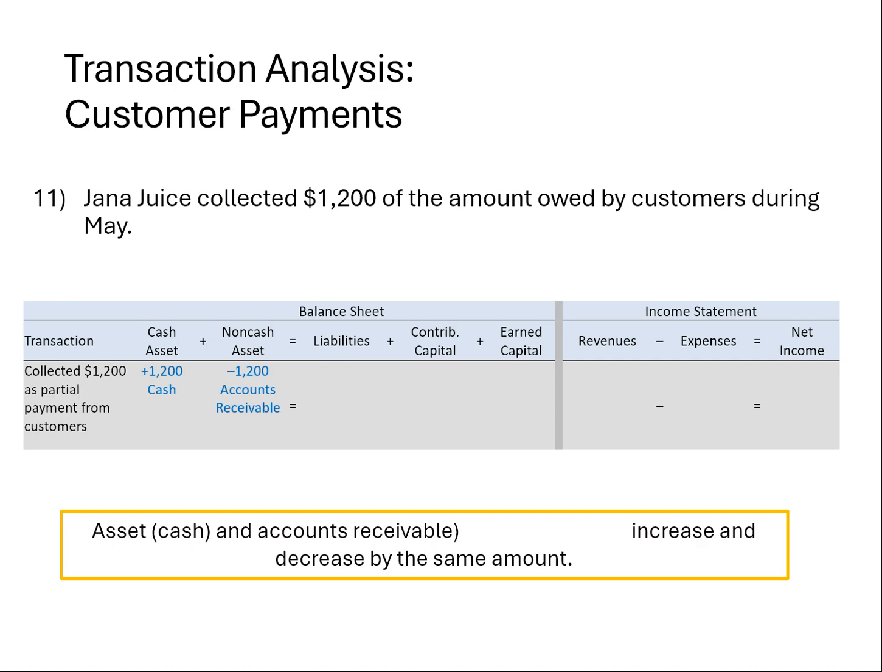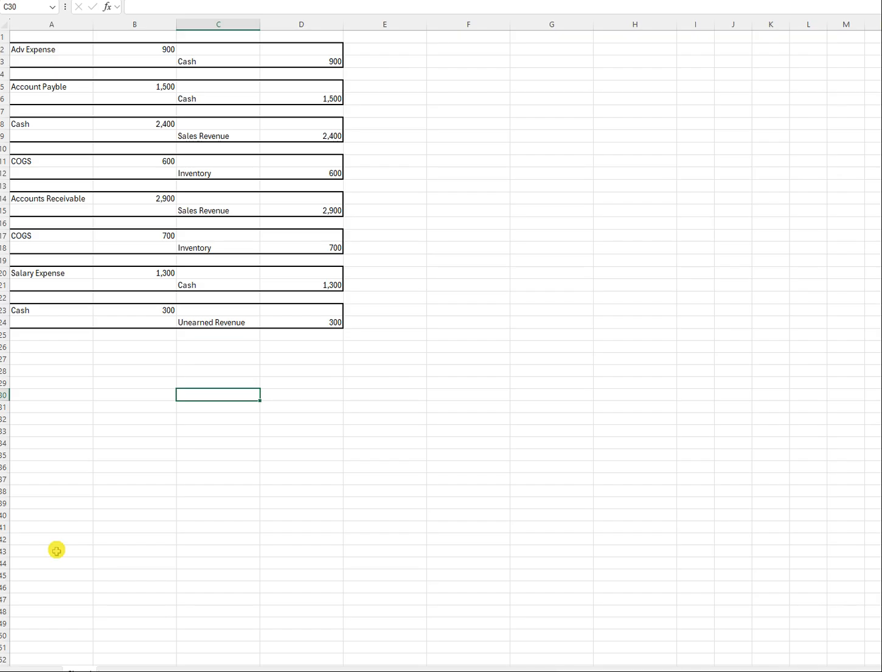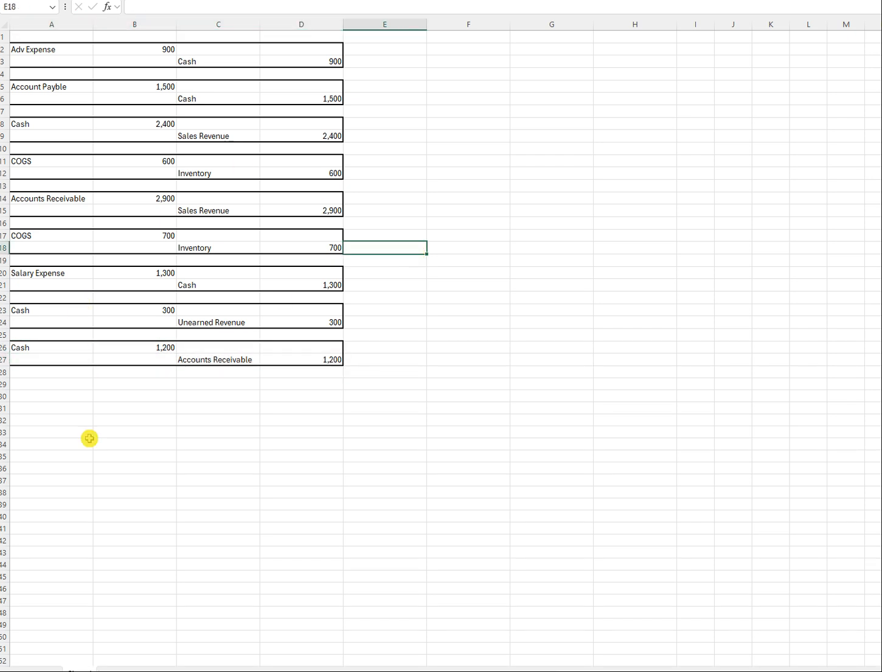Okay, the company collected $1,200, the amount owed by customers, during May. But that's pretty easy, right? We increase cash, and accounts receivable will be reduced. Another asset, accounts receivable, will be reduced by this amount.